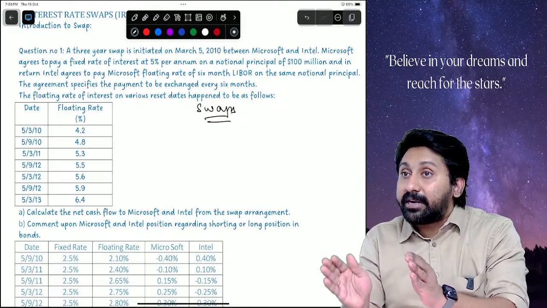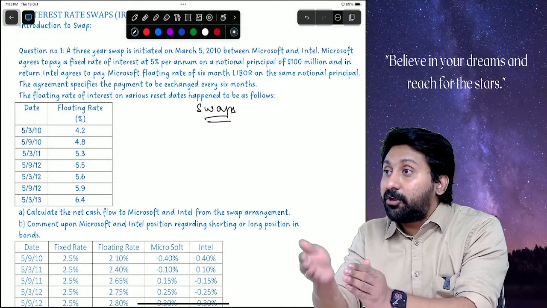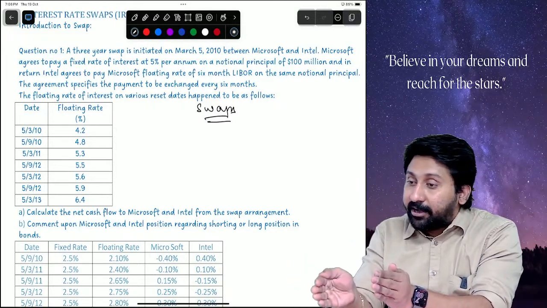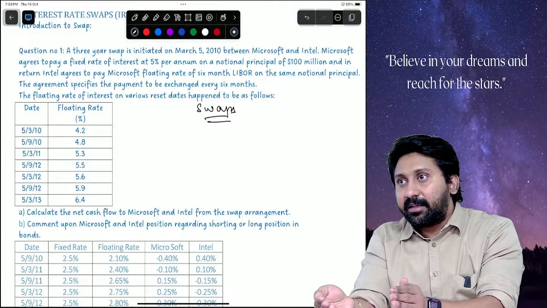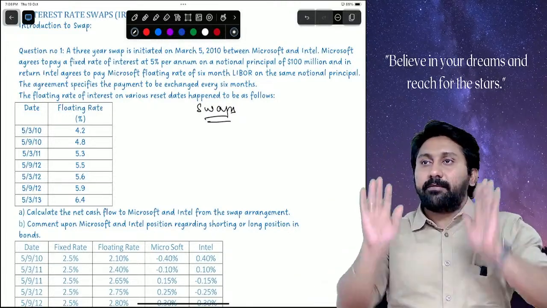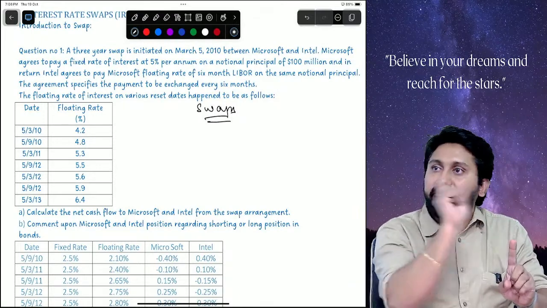Therefore, you can transform your liability. That means you can shift your fixed rate loan to floating, or your floating rate loan to fixed. Okay? Now listen. There is a bank, SBI. I went to the bank, and I took a loan at a fixed rate.